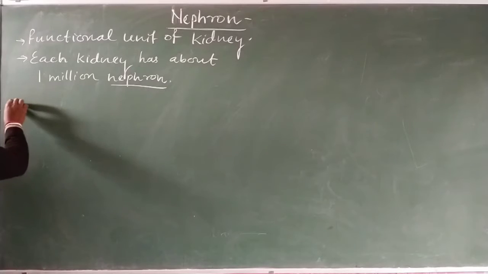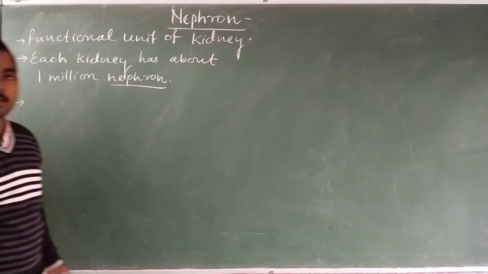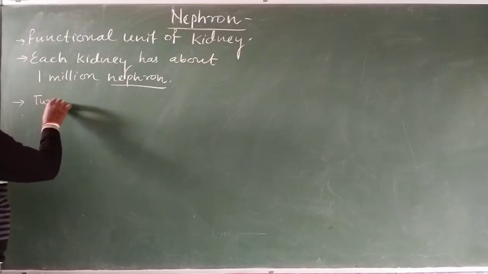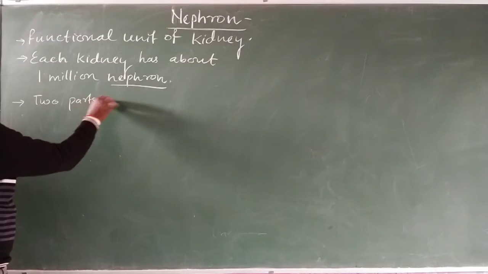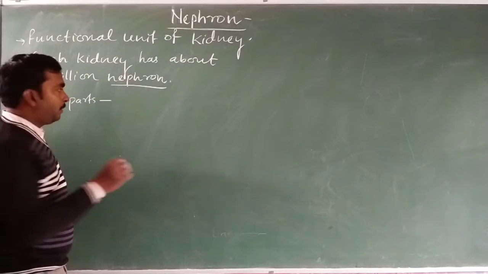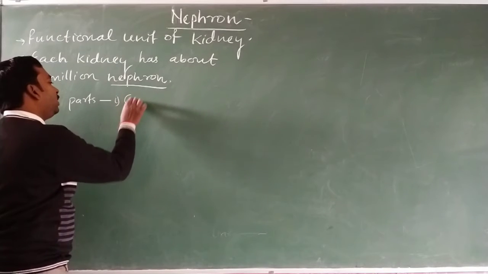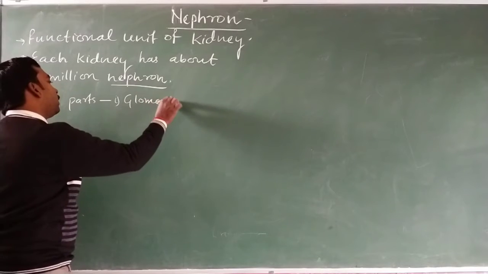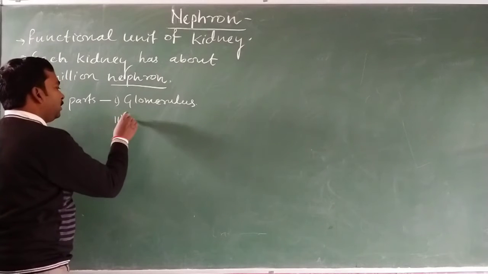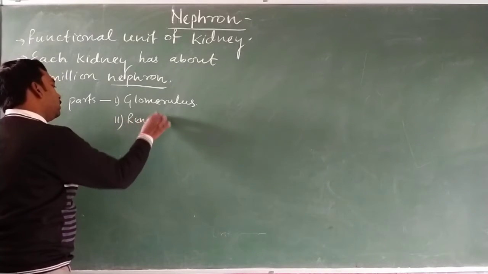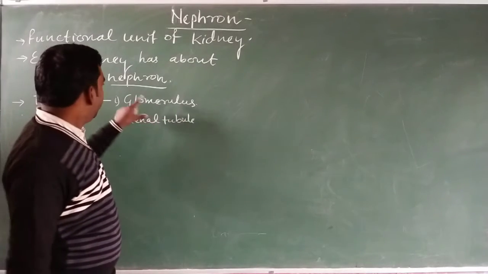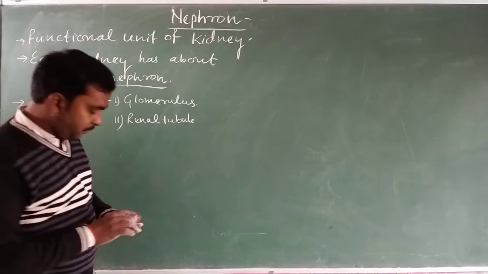So nephron consists of two main regions. There are two parts of nephron. The first part is made up of a tuft of capillary, which is known as glomerulus, and the second part is the renal tubule, which is the tubular part. So these two structures together make the structure of nephron.